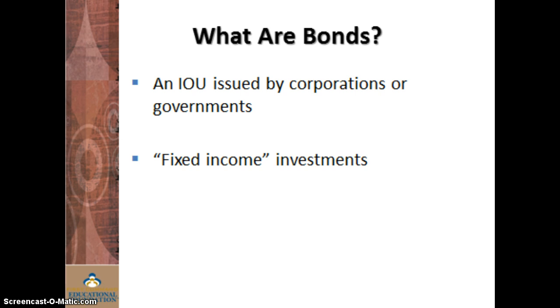In most instances, bond issuers agree to repay the loans by a specific date of maturity, and to make regular, usually annual or semi-annual interest payments to the investor until that date. That's why bonds are referred to as fixed income investments.